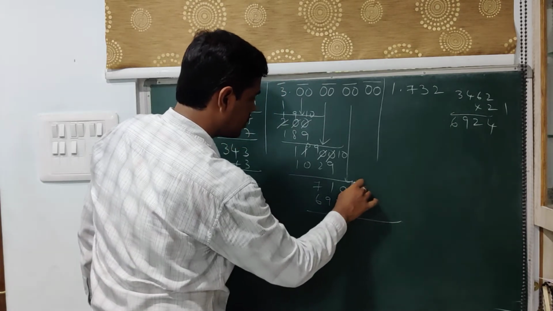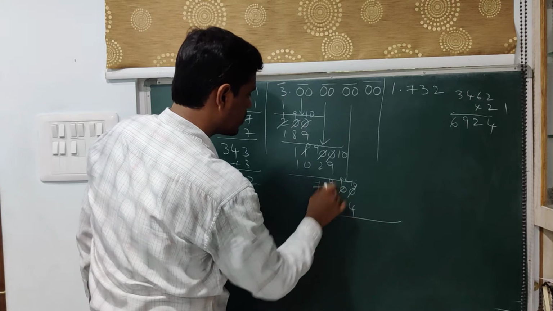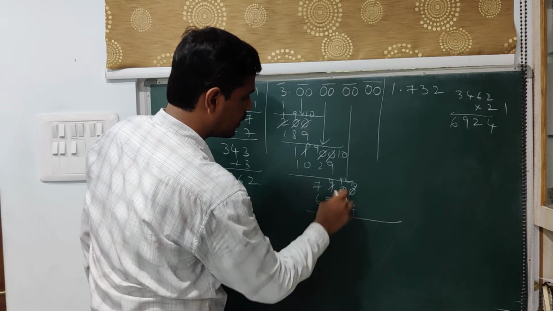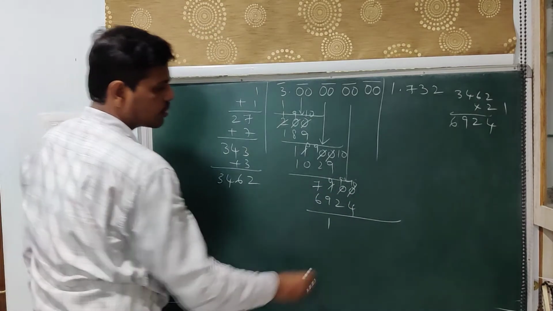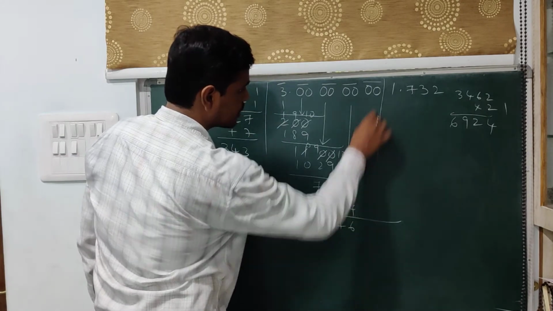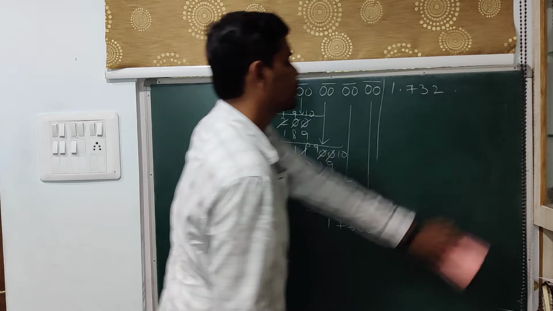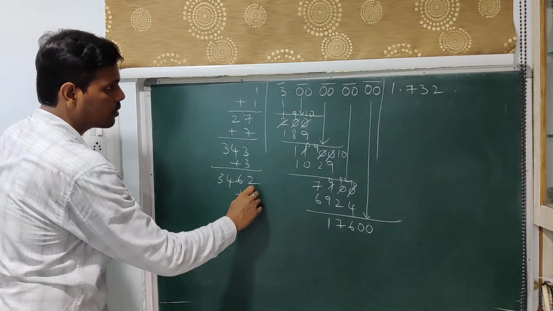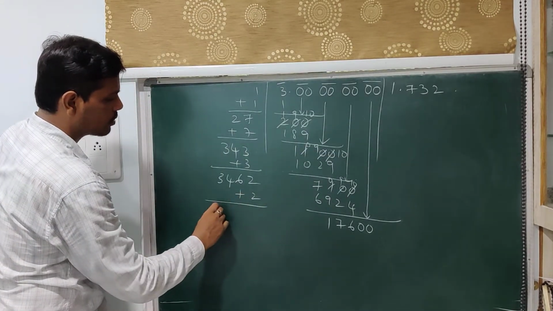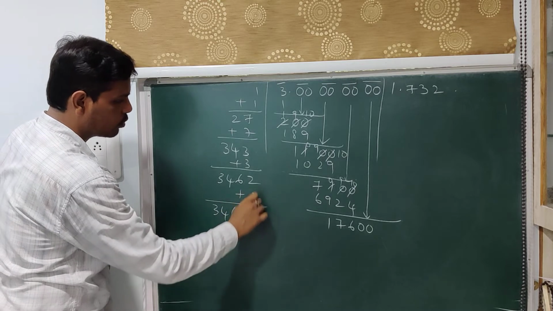So this is 10, this is 9, this is 0. 70 minus 69 is 1. This is 9 minus 2 is 7. 10 minus 4 is 6 and carry a pair of zeros. So again routine process, add upon this 2. So this is 3, 4, 6, 2 plus 2 is 4.